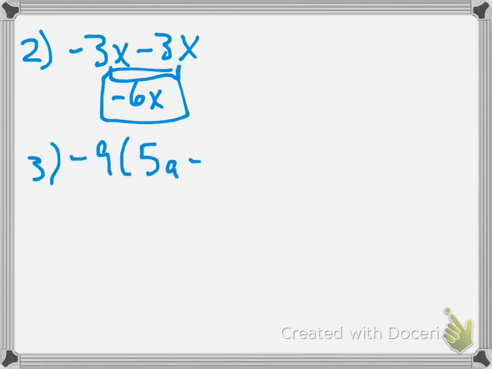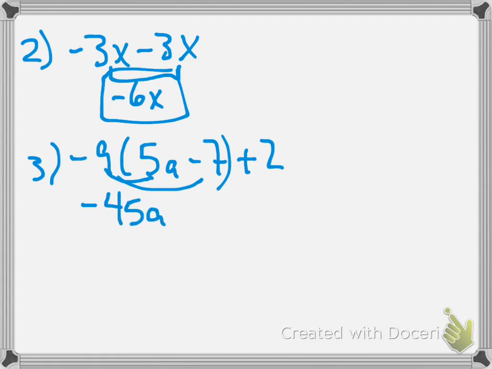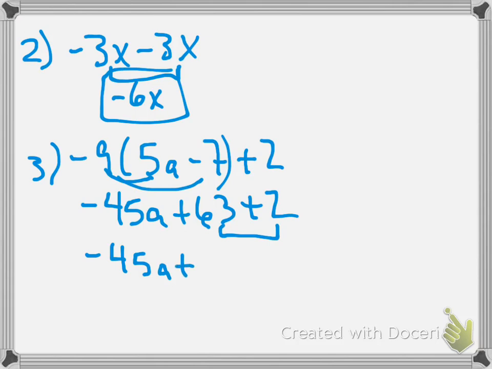The next one, we've got negative 9 times 5a minus 7, plus 2. All you've got to do there is distribute, and you're going to get negative 45a plus 63 plus 2. So what are my like terms? I can see the 63 and 2 are both numbers without variables, so those are the two I can combine, and I get negative 45a plus 65, and that's it.